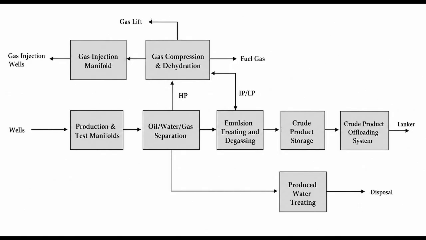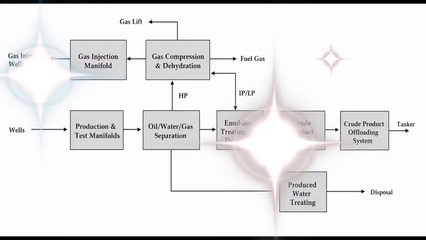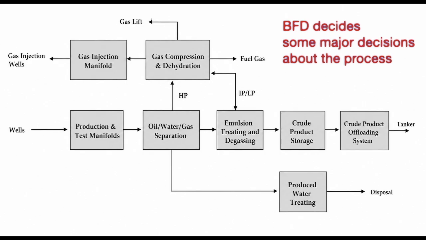And finally, every block has outlets, and every outlet needs a destination. Take a separator, it produces oil, gas, and produced water. The oil goes for export, the gas goes to compression. But the produced water, you can't just discharge it. It usually gets treated and re-injected back into the reservoir to maintain pressure and comply with regulations. So you add a treatment block, then a water injection block. All of this is decided here at the BFD stage.